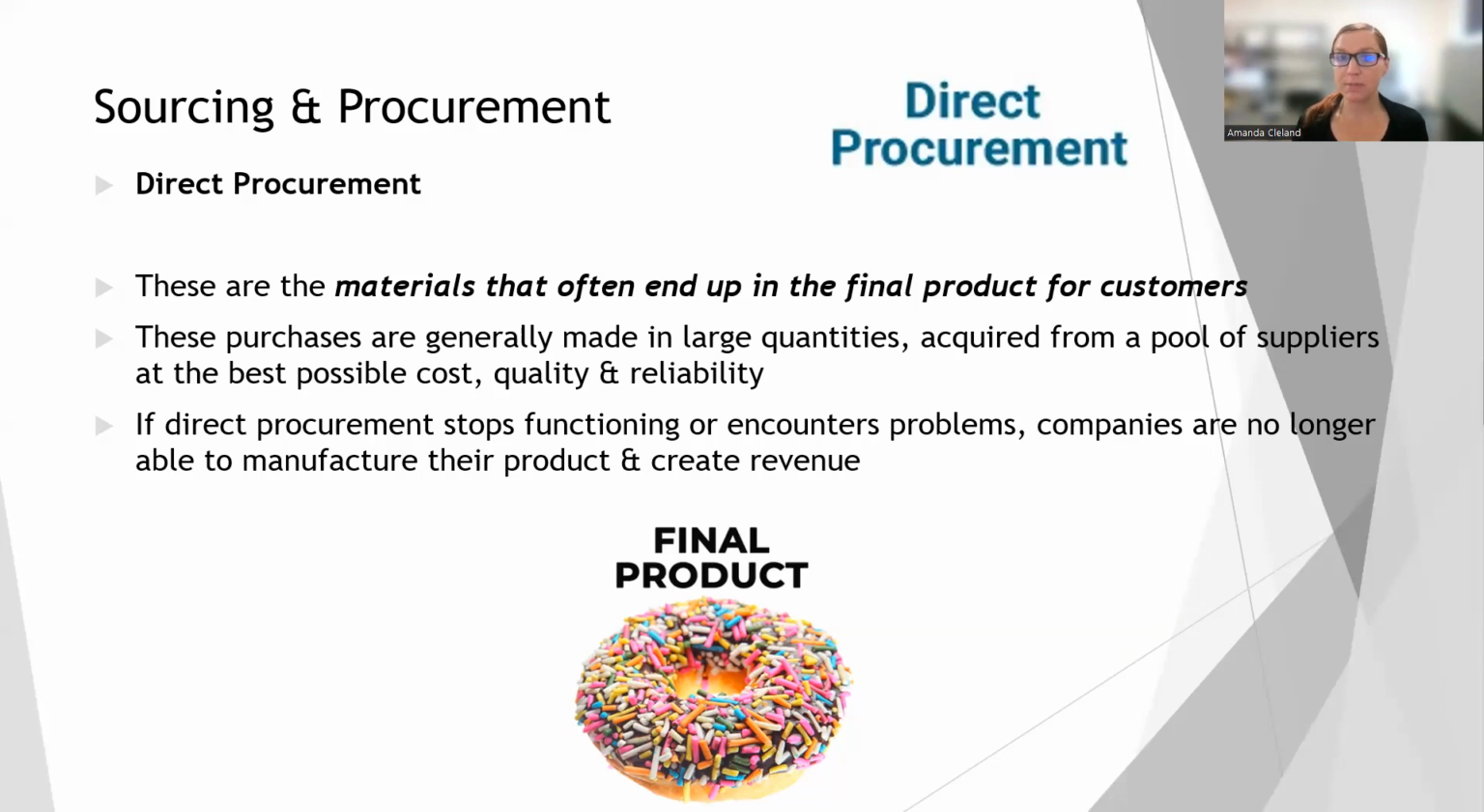These purchases are usually made in very large quantities. They're usually acquired from a big pool of suppliers at the best possible cost, quality, and reliability. And if direct procurement somehow stops functioning, they don't do their job or they're encountering problems, companies are no longer able to manufacture their product and create revenue. If we don't buy all the ingredients to create our donuts, we're not going to have a donut, and our customers won't have a donut, and we won't have revenue because no one is buying the donut that does not exist.